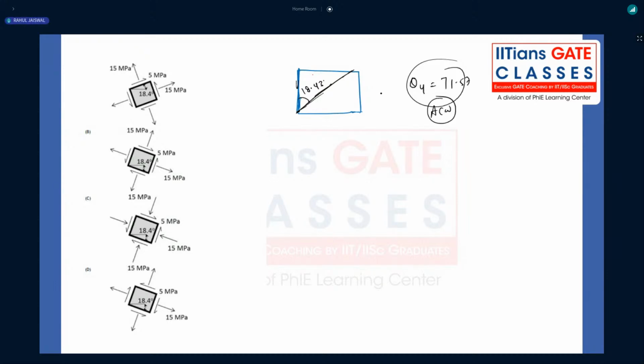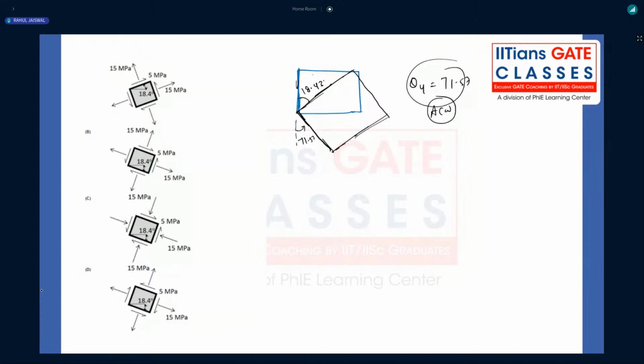What about the anti-clockwise directions? Tell me, guys, what is the value? What will be the directions? Clockwise or anti-clockwise? What about the other plane's location? This plane will be represented by what? In an anti-clockwise 71.57. So this is what my plane is.